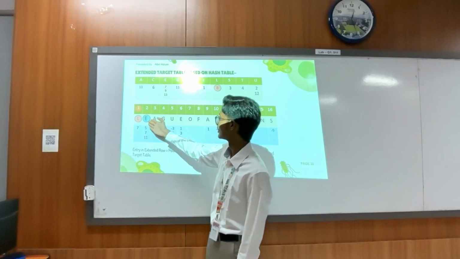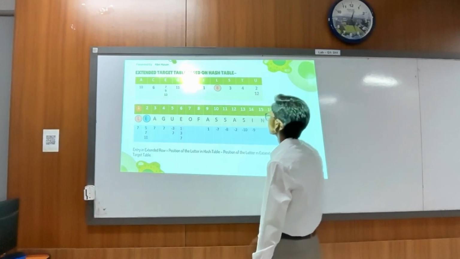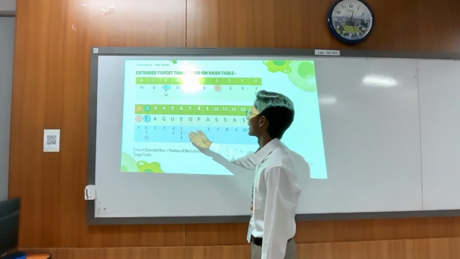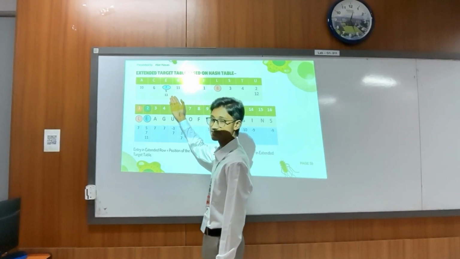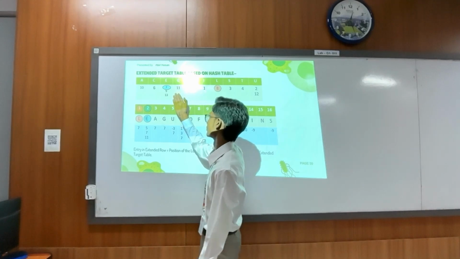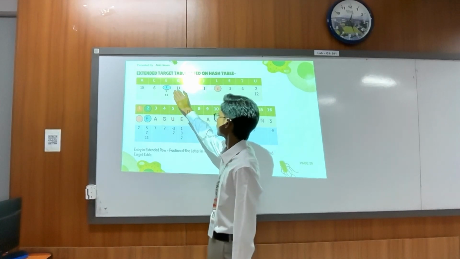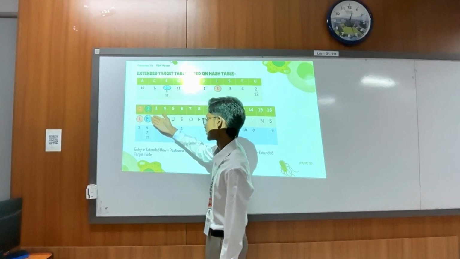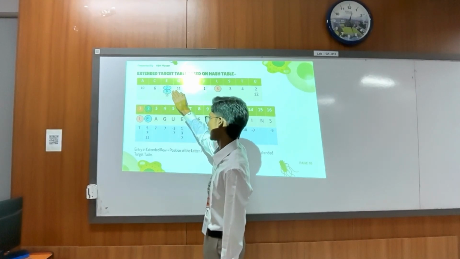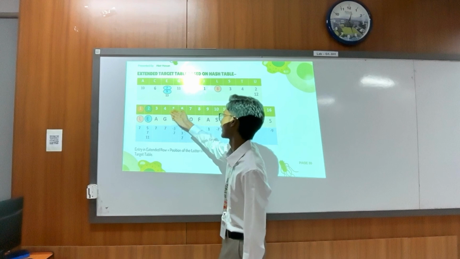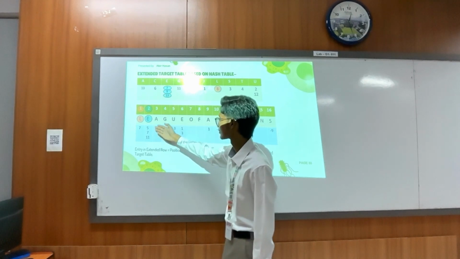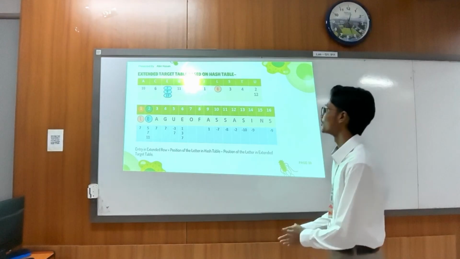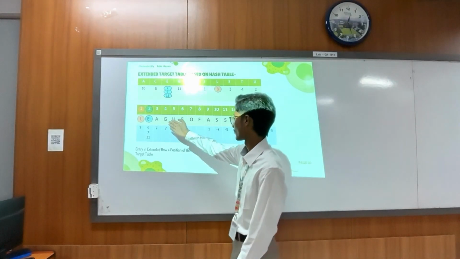And then we will see the E. In the target table, the E is at the 2nd position, and in the hash table it is at 3 positions. So we will take them one by one. First of all, 7. So 7 minus 2 is 5. Then 9 minus 2 is 7. And at last 13 minus 2 is 11. It was easy, right?